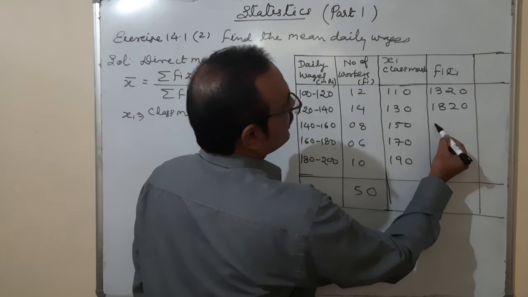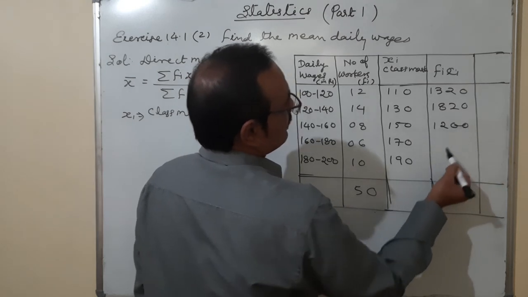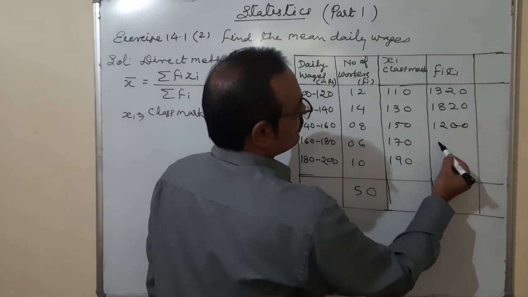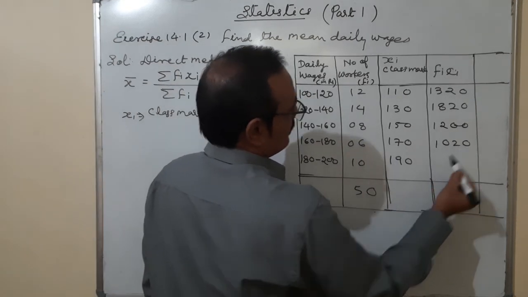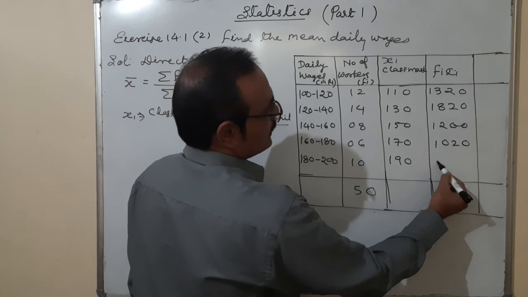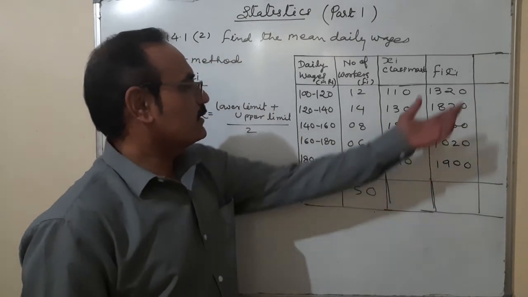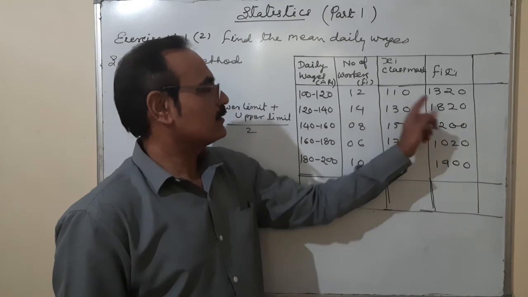15 times 8 is 120, so 8 times 150 is 1200. 17 times 6 is 102, so 6 times 170 is 1020. 19 times 10 is 190, so 10 times 190 is 1900. These are the multiplications.